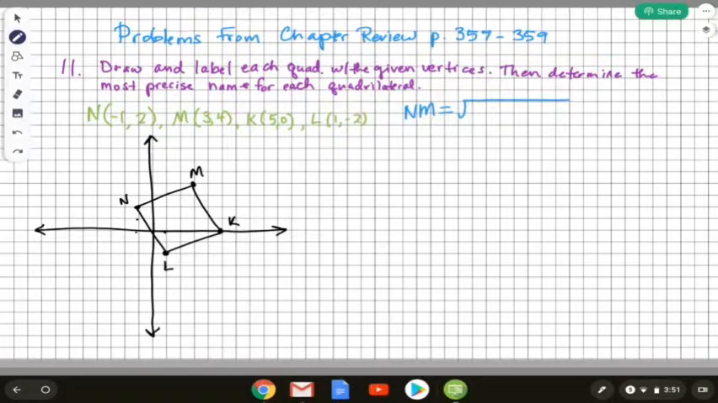So that's going to be 3 minus a -1 squared plus 4 minus 2 squared. So that's going to give me 4 squared is 16 plus 2 squared is 4. So I'm going to get the square root of 20.